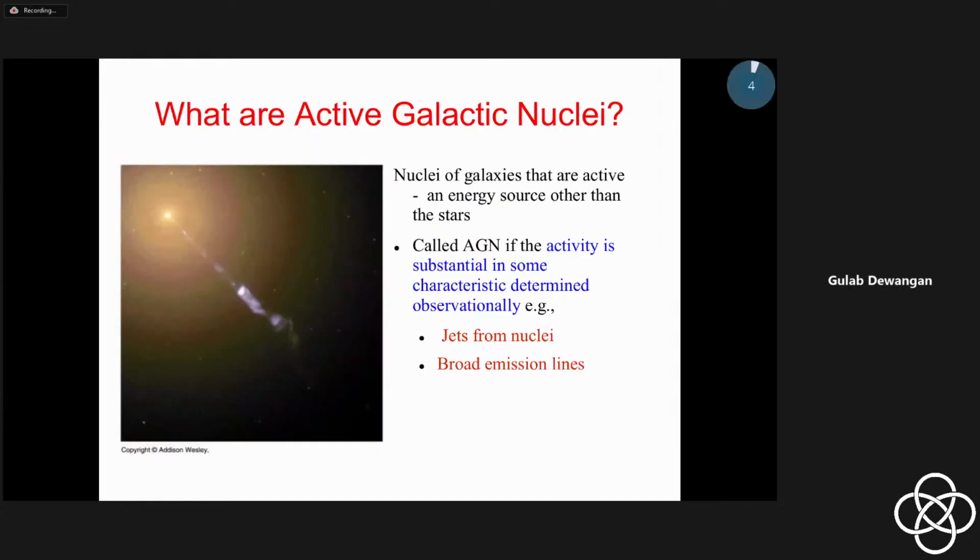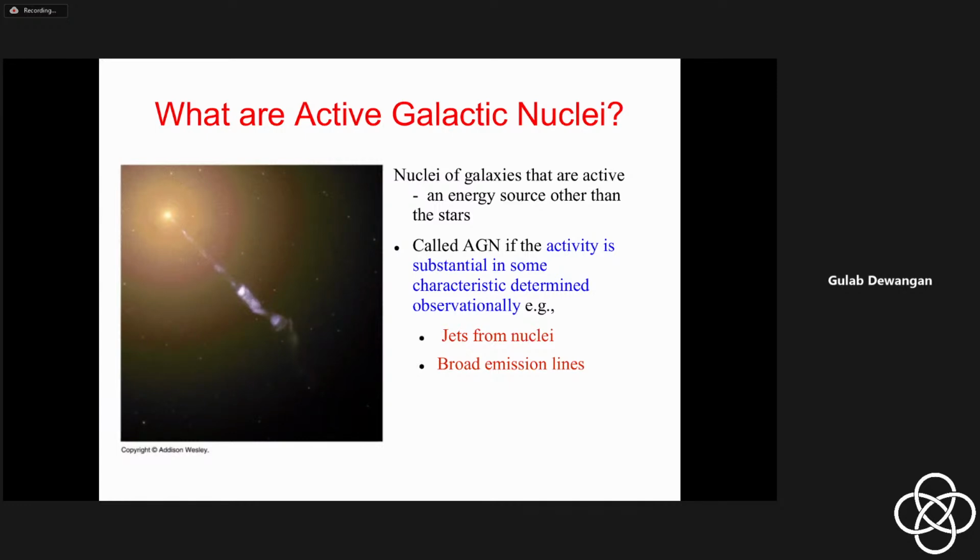There are other signatures of the activity at the centers of galaxies. For example, here is an optical image of another AGN. First of all, you see a very bright nucleus, and in addition a jet-like structure originating from that nucleus. This jet-like structure is also a sure signature of the presence of an active galactic nucleus.